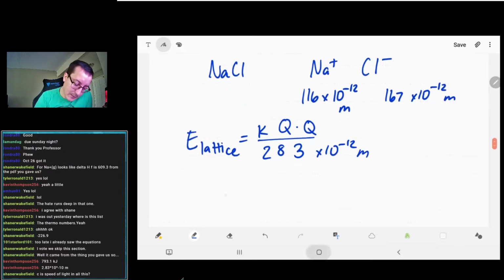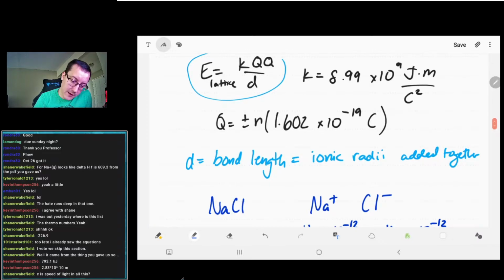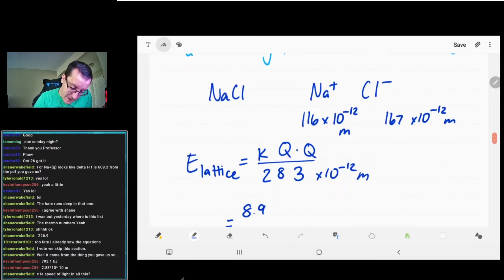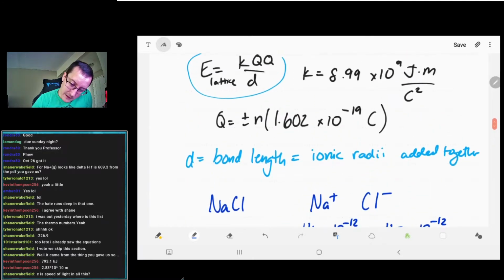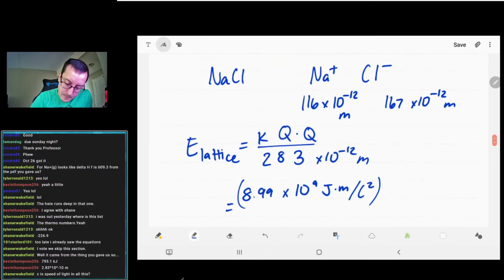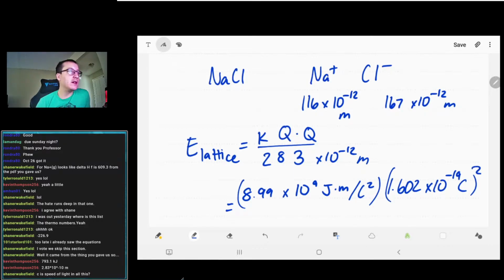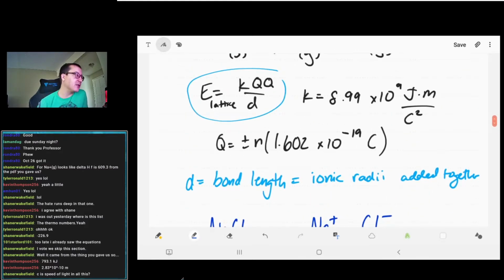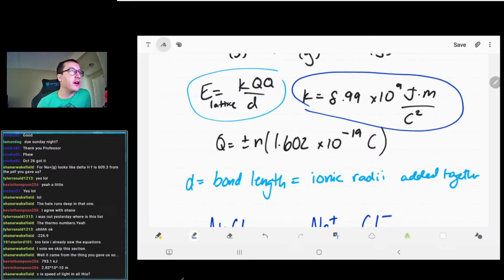Okay, so we have our distance. Kappa was a crazy constant, 8.99 times 10 to the 9th joules times meters divided by Coulomb squared. We have our charge, our Q's. They're the same charge. What's C? C is coulombs. It is a unit of charge. So it's a capital C. I know it's hard to tell. But this is just a number. So all those letters over there are units. They're not other constants.